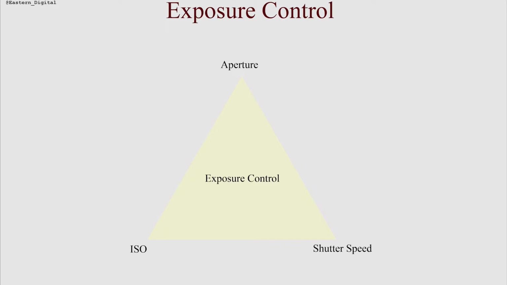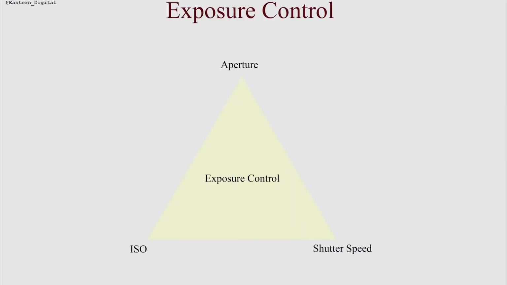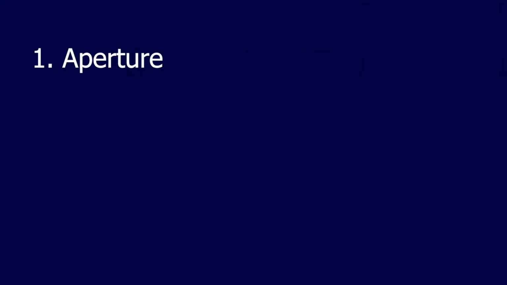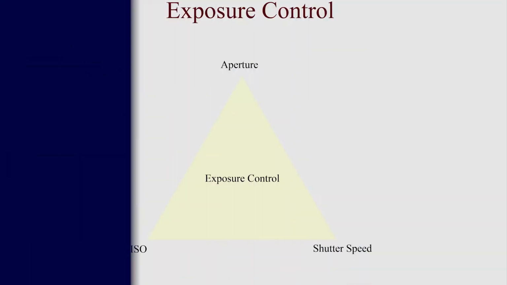Hello guys, again this is Rudra, and in this video we are going to learn about exposure control, which is one of the most important part of filmmaking. Exposure is basically how much light you are allowing to get to the sensor of your camera while you are taking photos or videos. For controlling the exposure of your footage, we have three main parameters. Number one is the aperture, second is the shutter speed, and the third one is the ISO.